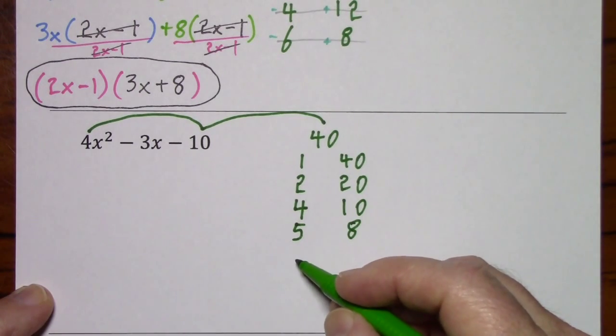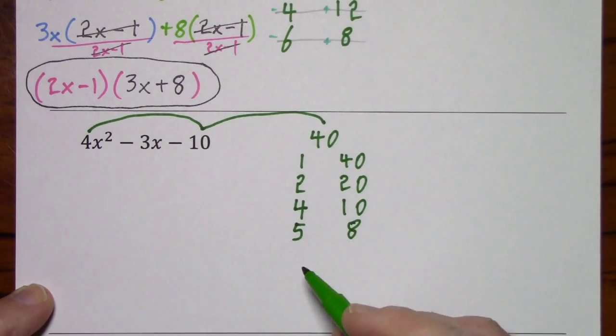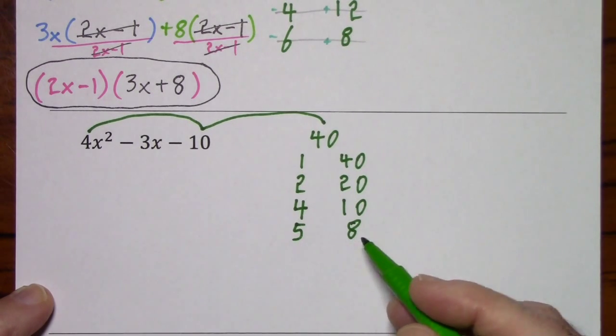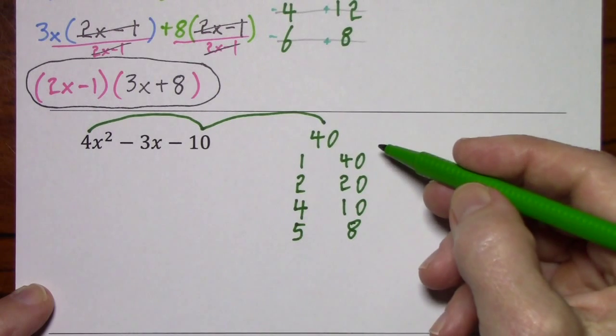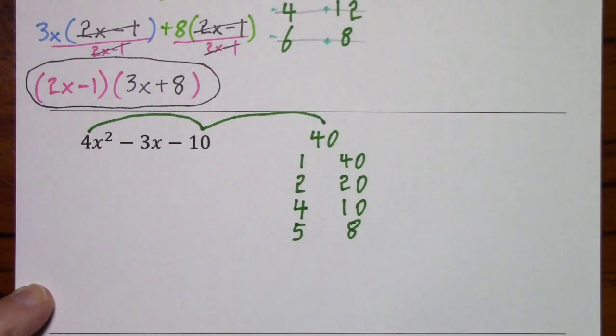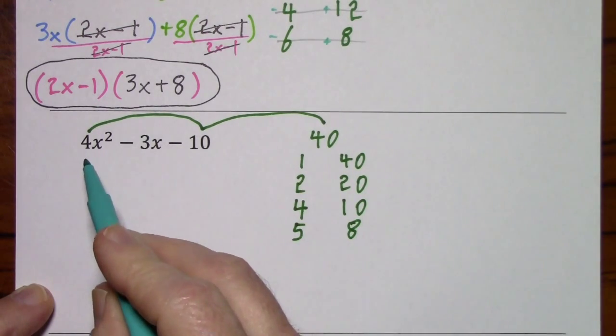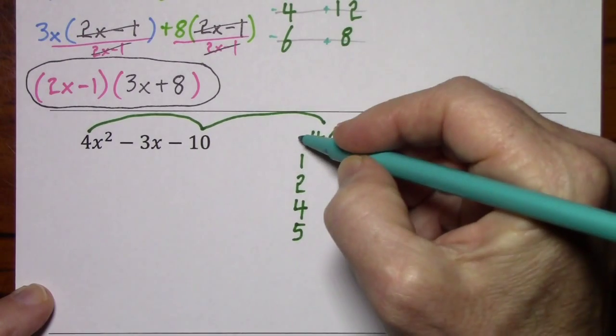Remember 6, it will not work. It's a multiple of 3. 7, you just have to try it and it won't work. And when you get to 8, you've already listed it. So here we have all the factors of 40. And again, it was positive times negative, so this is a negative 40.